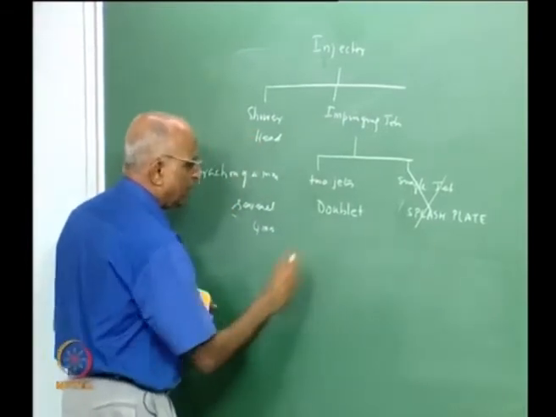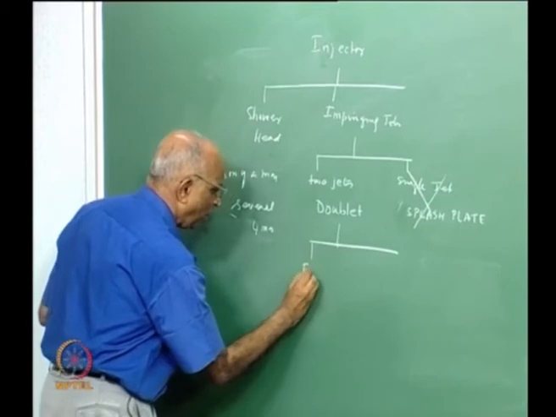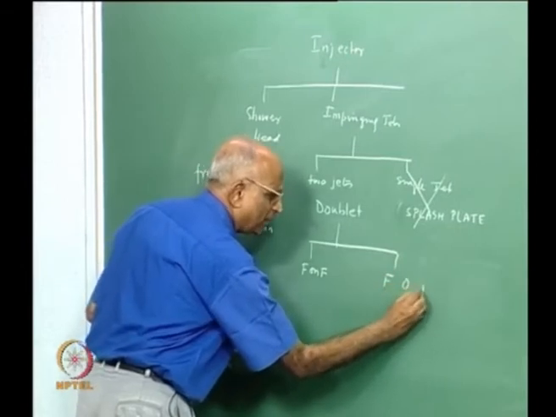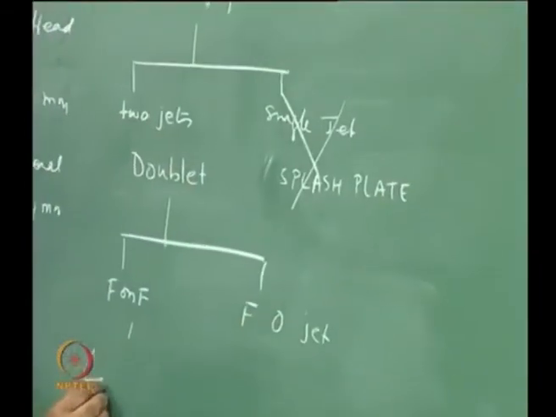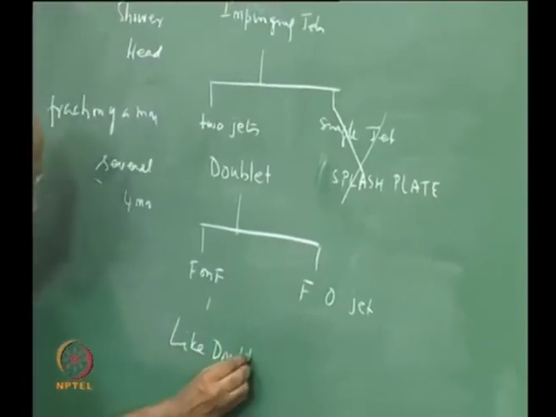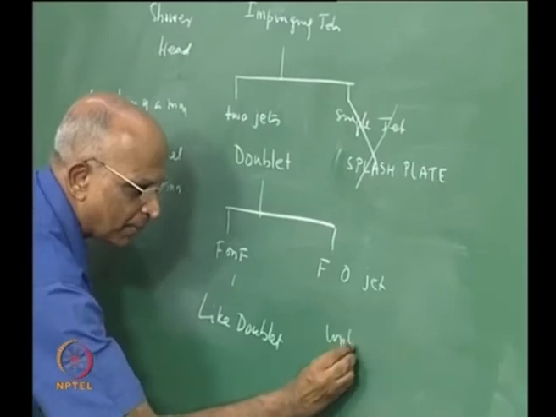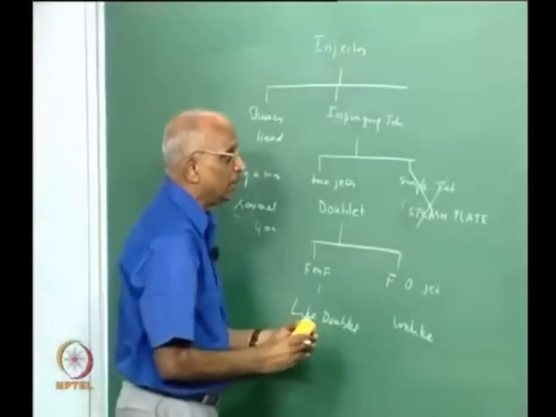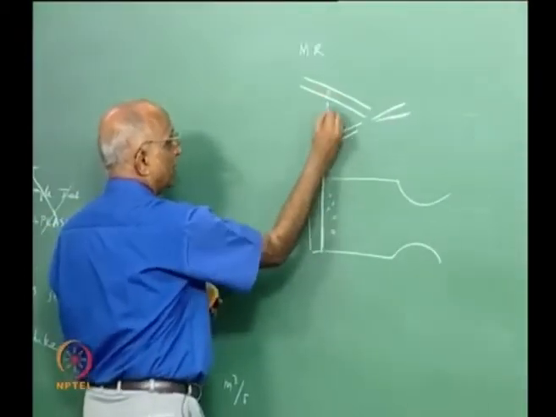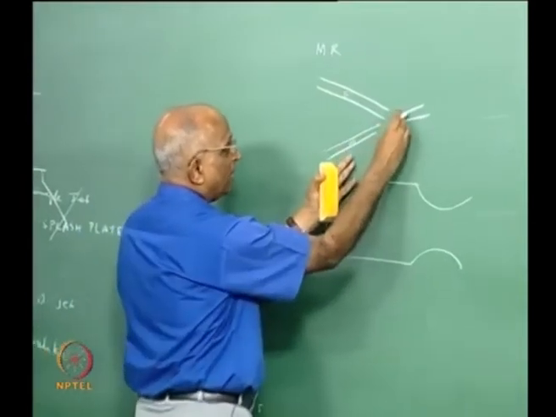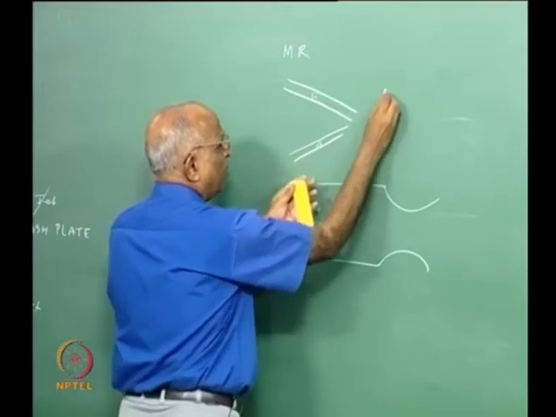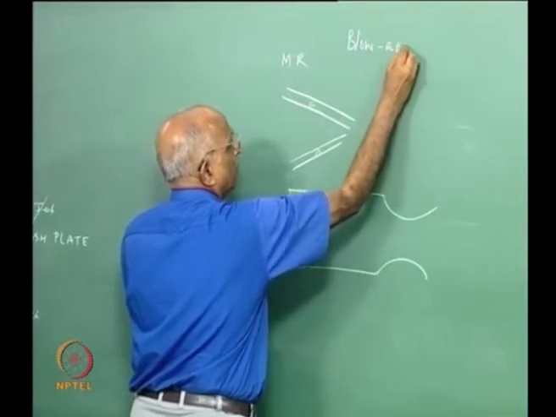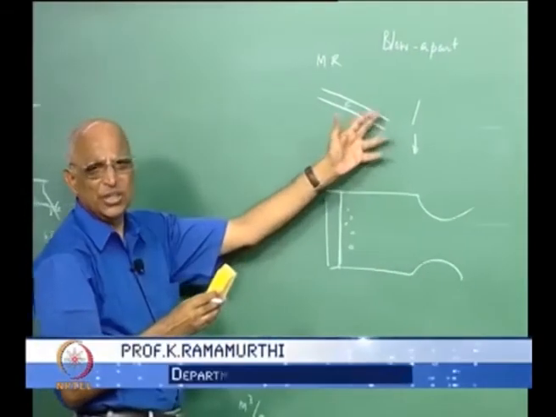In the doublet, I could impinge a fuel jet on a fuel jet, or I could also take a fuel jet on an oxidizer jet. This is known as a like doublet, and this is known as an unlike doublet, because I take unlike substances, fuel and oxidizer, and impinge them. And what happens in unlike? Supposing I have a jet of fuel with a jet of oxidizer, and because of chemical reactions which can occur, I could have something like a blowing apart of this, and therefore I have some problems like blow apart because of chemical reactions. You have to control these things and still make an injector.